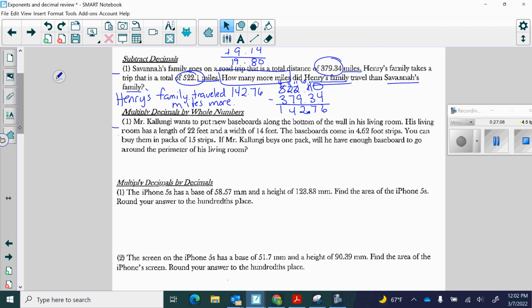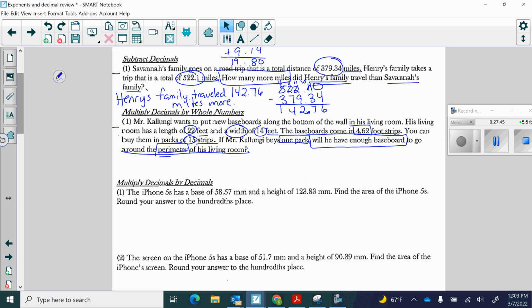All right. The third one I asked you to work on. Mr. Kalungi wants to put new baseboards along the bottom of the wall in his living room. His living room has a length of 22 feet and a width of 14 feet. The baseboards come in 4 62/100 foot strips. You can buy them in packs of 15 strips. If he buys one pack, will he have enough baseboard to go around the perimeter of his living room?